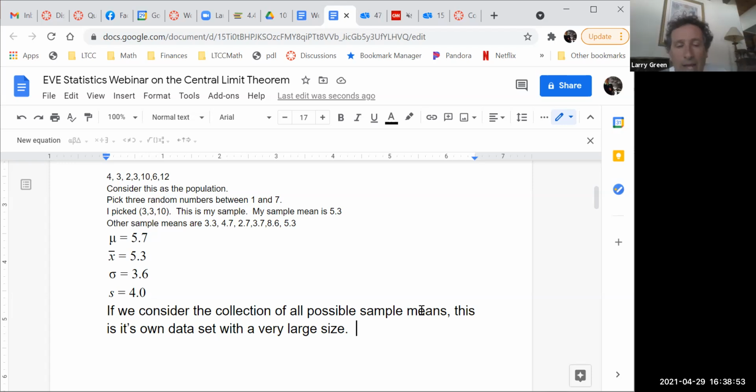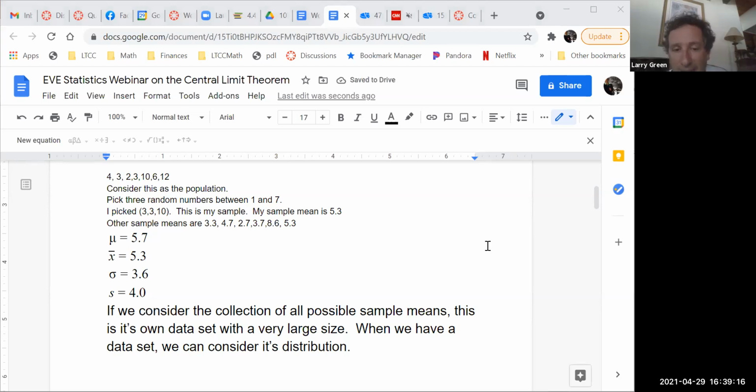Okay, when we have a data set, we can consider its distribution. So when I say consider its distribution, that's things like, what is the mean of that? What is the standard deviation of that? What is the shape if you drew a histogram of all possible sample means? What's it going to look like? So we get the following.